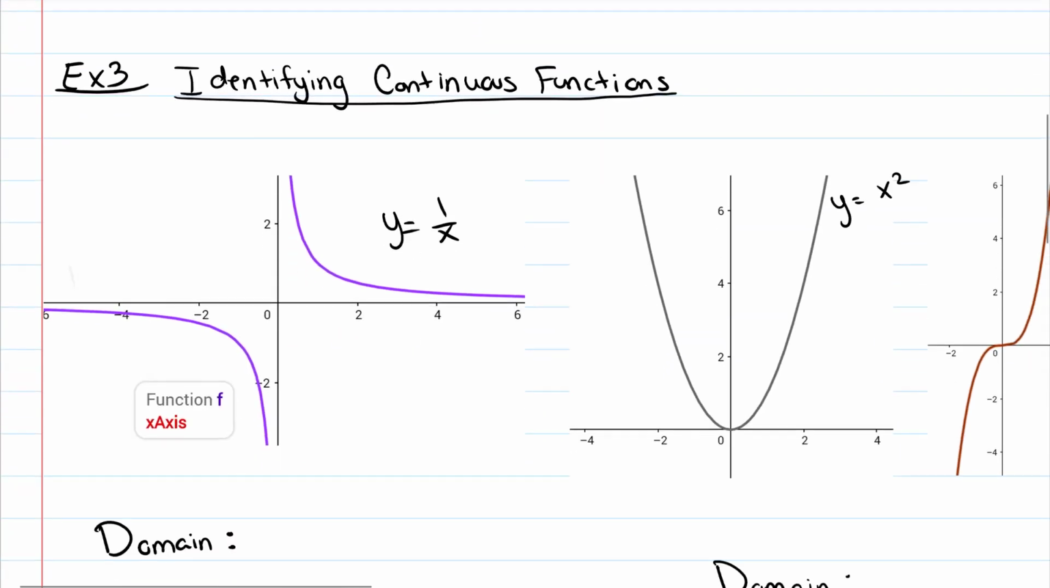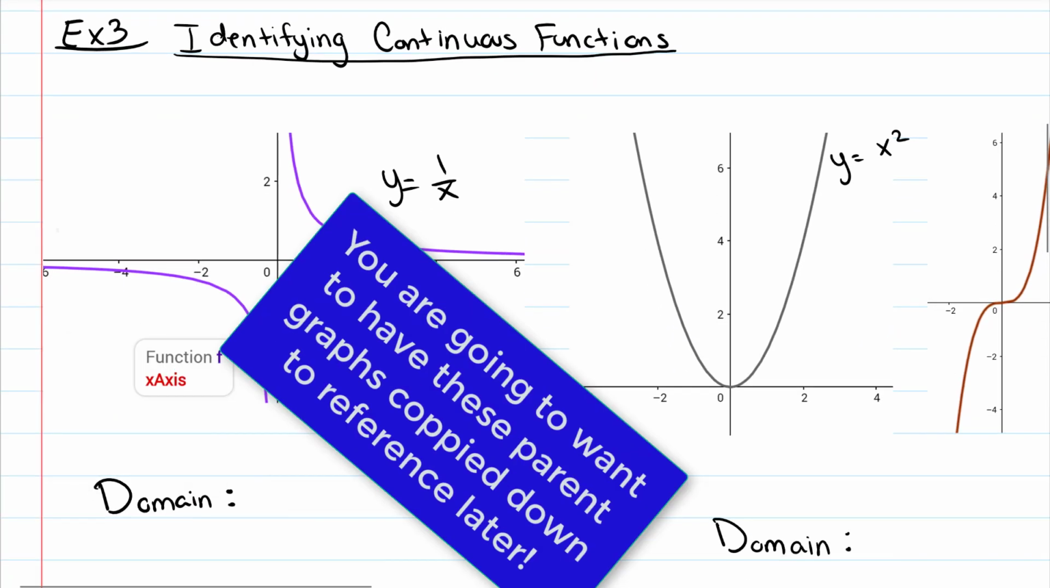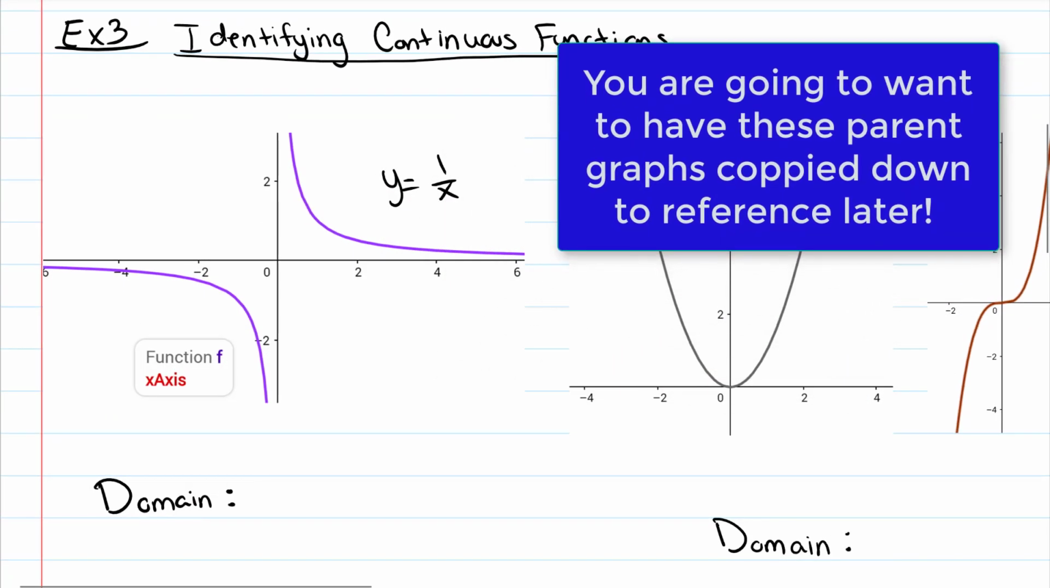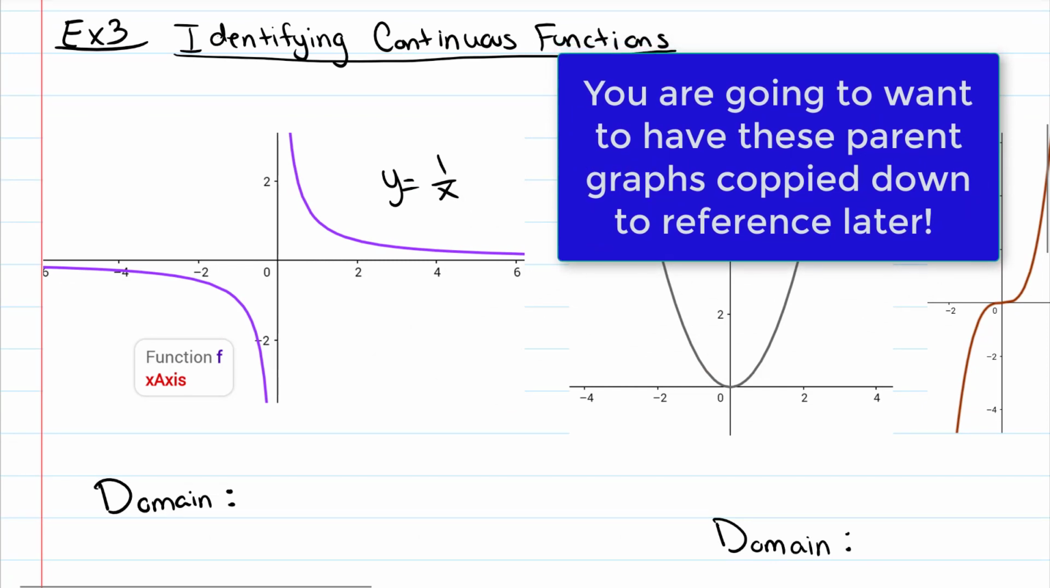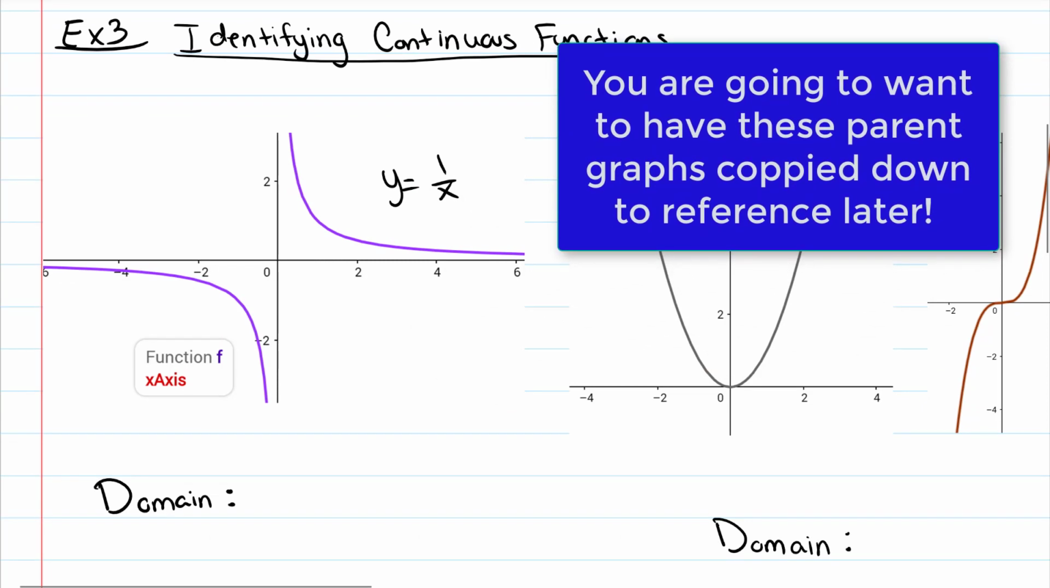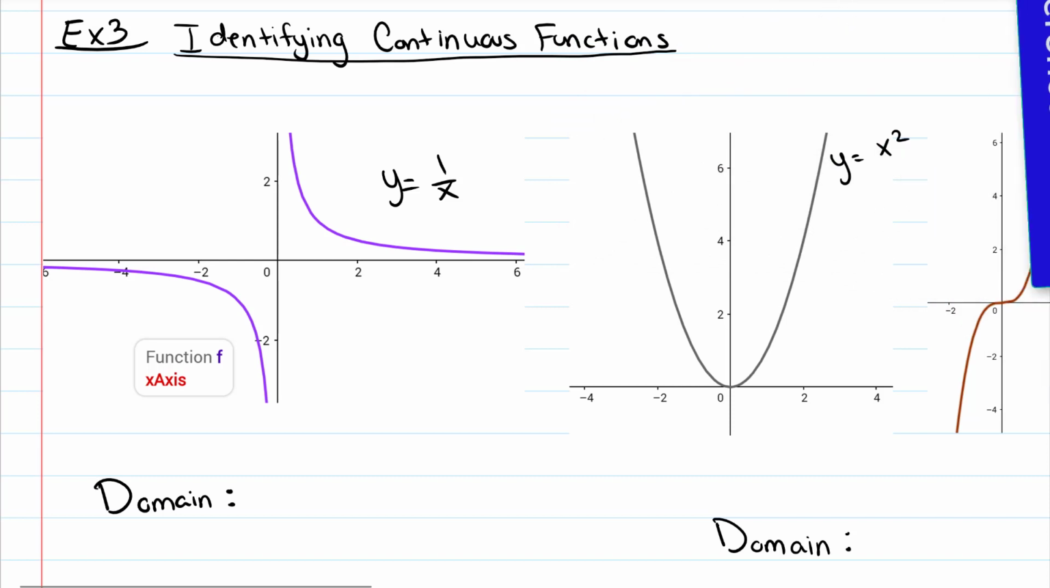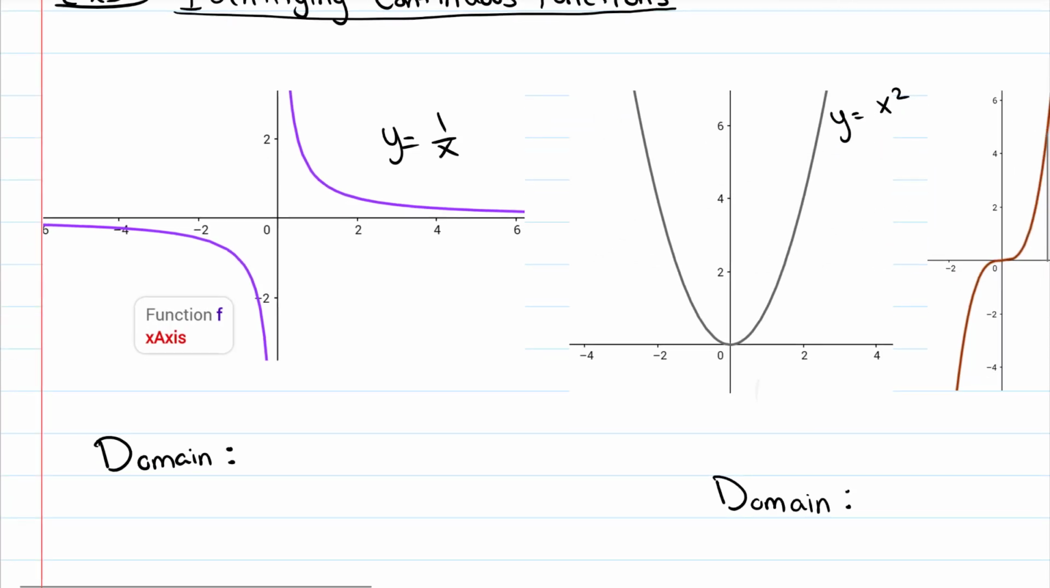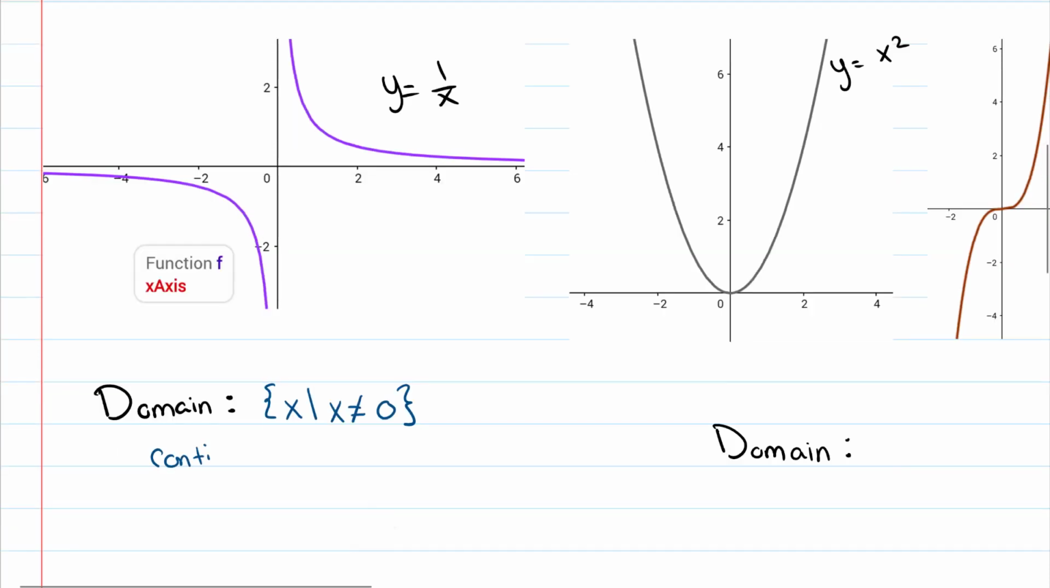So in example 3, we're going to identify continuous functions. The first graph we're going to look at is y equals 1 over x. This is actually a continuous function, and the reason it's continuous is because the domain of this graph is all x values such that x does not equal 0. So this is a continuous function.